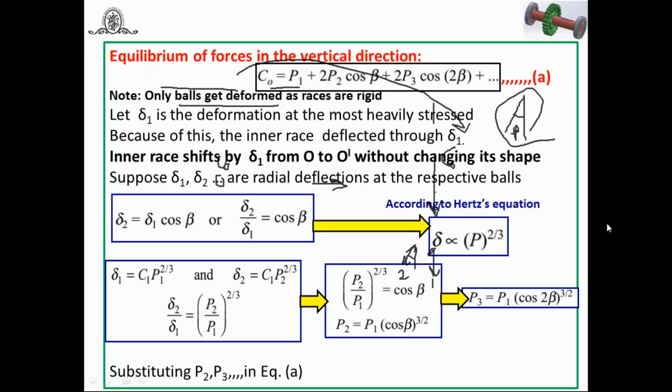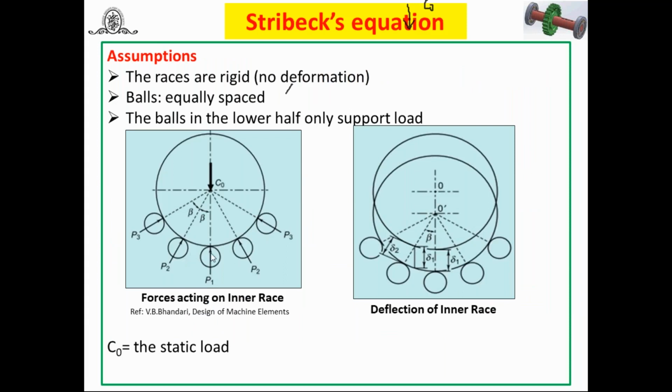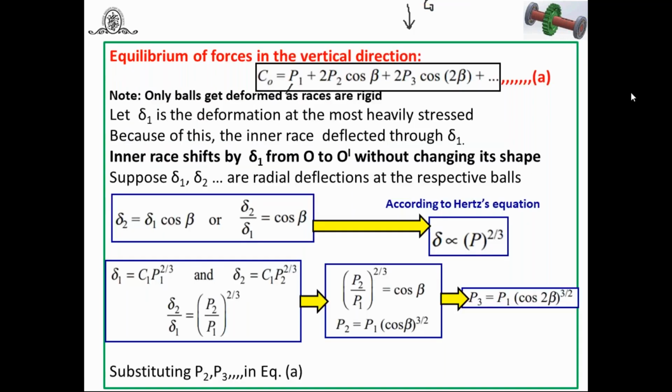First of all, we have to consider the equilibrium of the forces in the vertical direction. The load C0 which is acting on it is taken by all the balls. That's why the load taken by ball 1 is P1, and for ball 2, on both sides, 2P2 cos beta, and 2P3 cos. Again, if you refer to this diagram, you will find ball 2, ball 2. That's why 2P2. Try to understand 2P3. In this way, you can make the equilibrium of the forces, and you will get this simple equation: C0 is equal to P1 plus 2P2 cos beta plus 2P3 cos. And why is cos taken here?